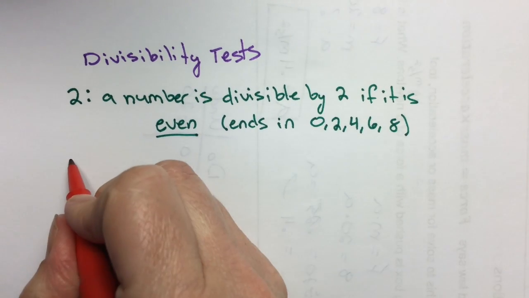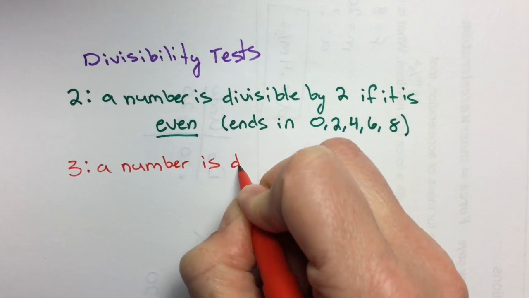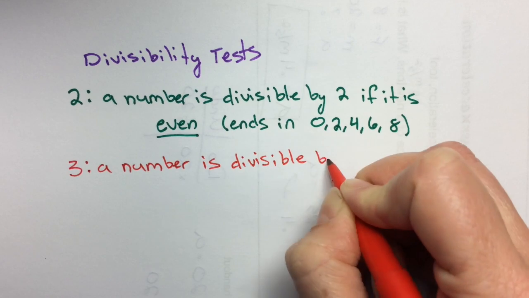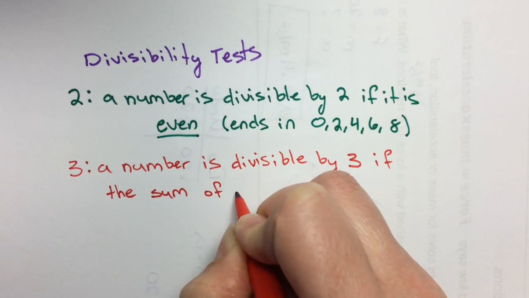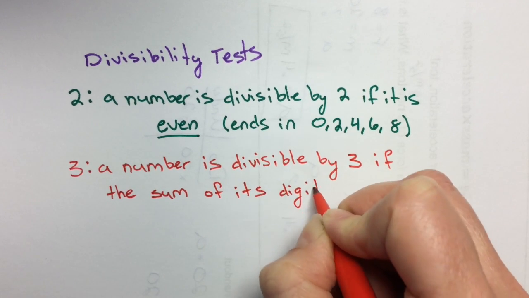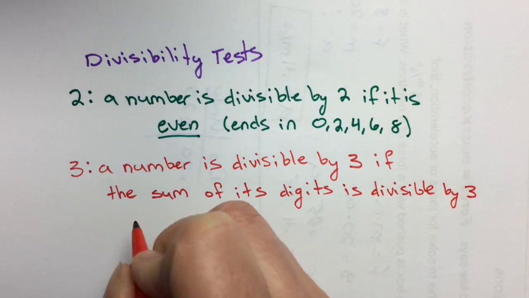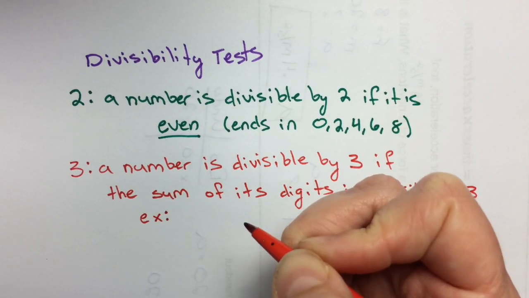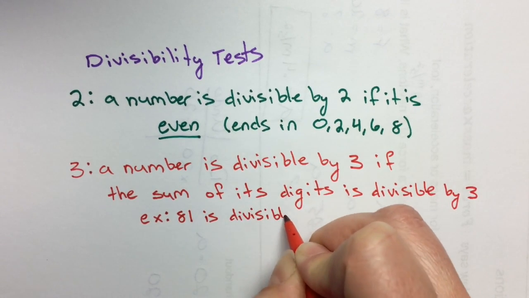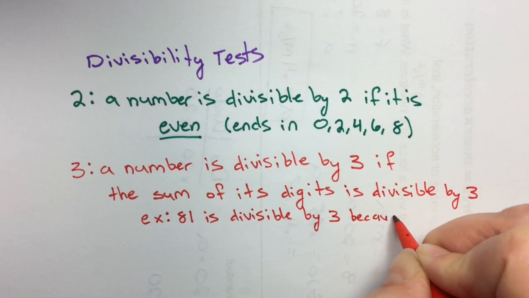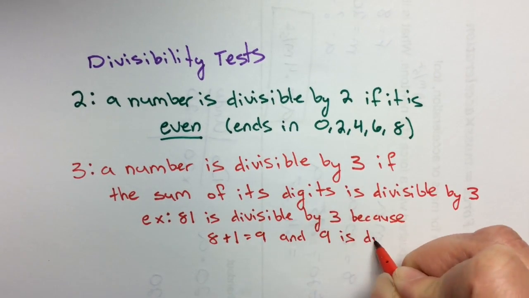A number is divisible by 3 if the sum of its digits is also divisible by 3. I know this one's a little bit weird. So what you'll do is you'll add up all of the digits of your target number, and if you get something that is divisible by 3, like 3 or 6 or 9 or 12, then the original number was also divisible by 3. Here's an example to help make sense of that. 81 is divisible by 3 because 8 plus 1 is 9, and 9 is divisible by 3.